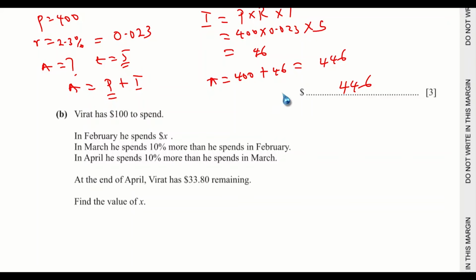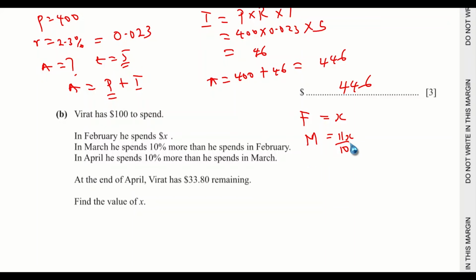So he has $100, so let's keep that. We need to get the amount he spends in each month. Let's say for February, denoted by F for February, it will be X. Then in March, M for March, it will be equal to 11X over 10.